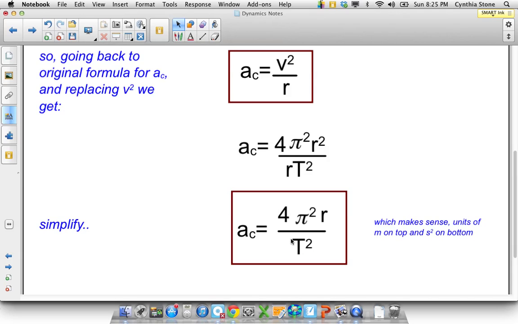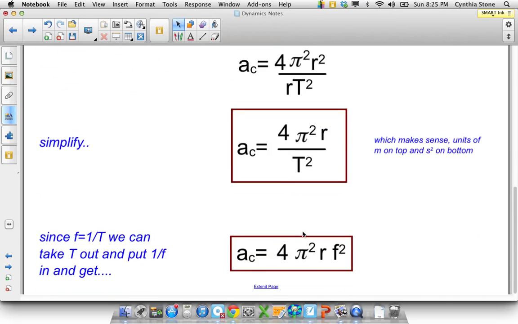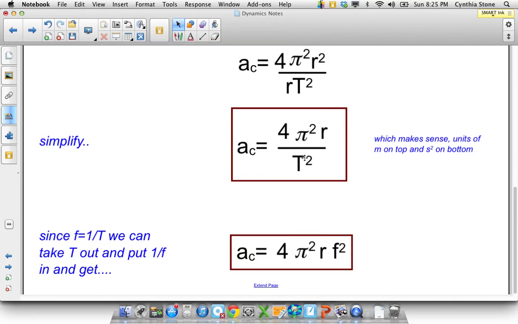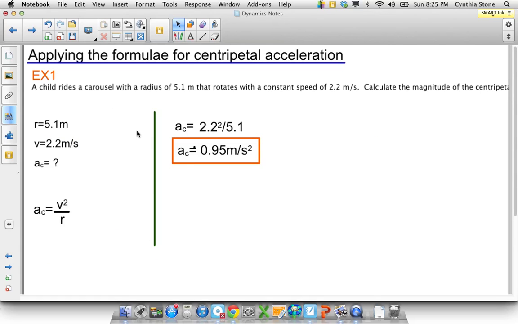And then the third form of the formula, so this is the first, this is the second, and the third form of the formula is just, instead of writing T, write 1 over F, and you end up with this. Okay? So those are the 3 formulas for centripetal acceleration. We can use those formulas in simple examples here. I find these to be pretty simple.